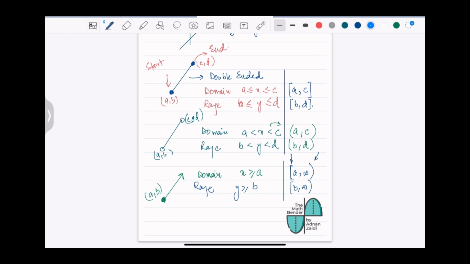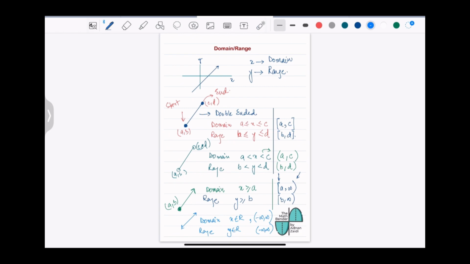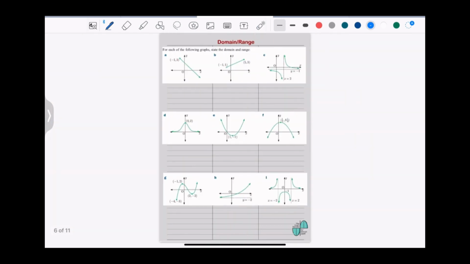One last thing: if this line has no starting and no ending point, the domain of this function will be x belongs to real numbers, negative infinity to infinity. The range as well is y belongs to real numbers, negative infinity to infinity, with both round brackets. Let's see some of the questions here.